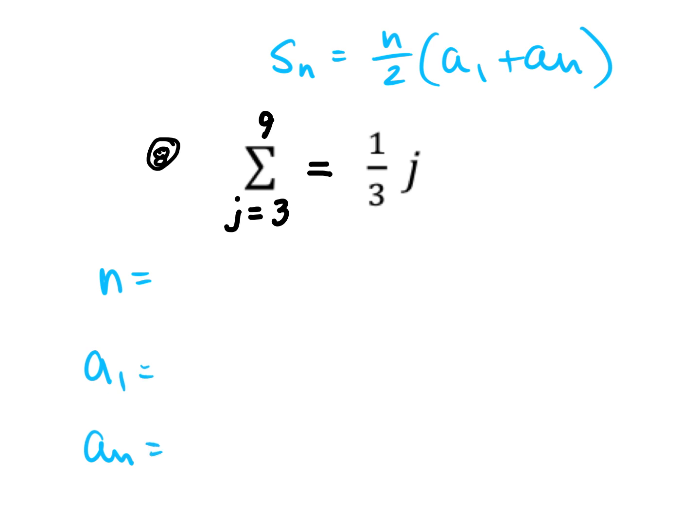How do we find n? Top minus bottom plus 1. So 9 minus 3 plus 1. 9 minus 3 would be 6, plus 1 is 7.